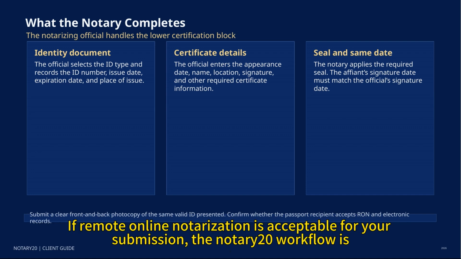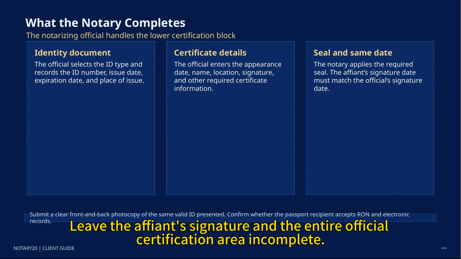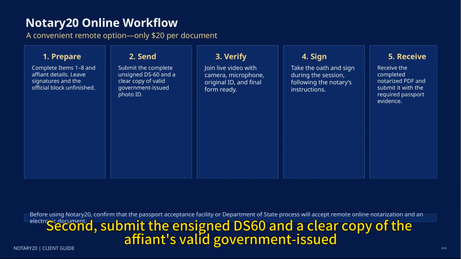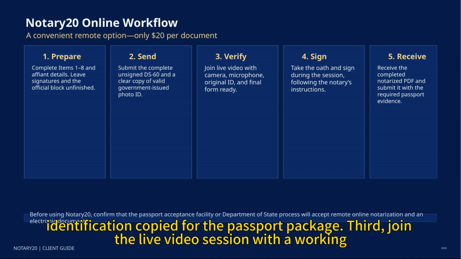If remote online notarization is acceptable for your submission, the Notary 20 workflow is straightforward. First, complete items 1 through 8 and the affiant's printed information. Leave the affiant's signature and the entire official certification area incomplete. Second, submit the unsigned DS-60 and a clear copy of the affiant's valid government-issued photo identification. The identification presented during the live session should be the same identification copied for the passport package.